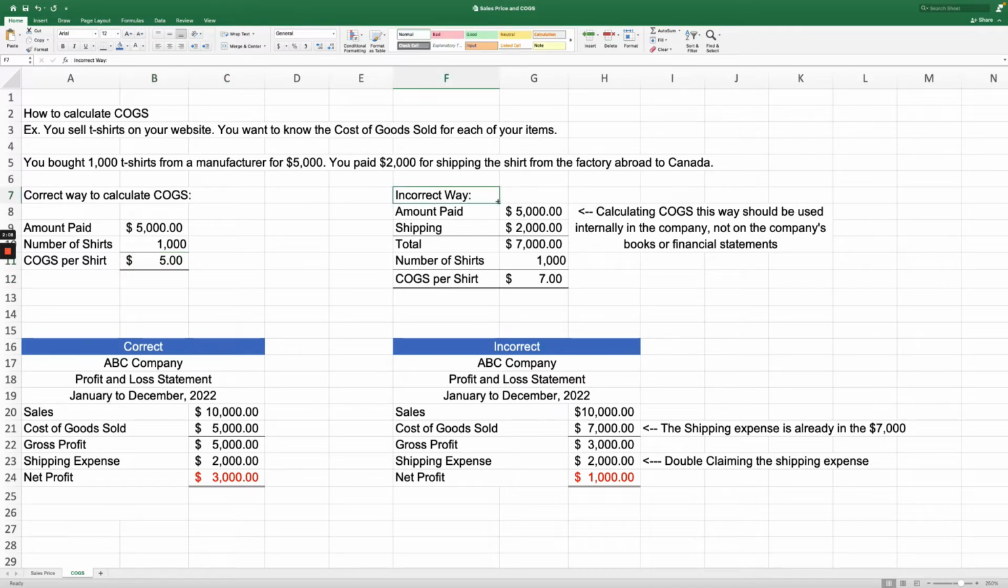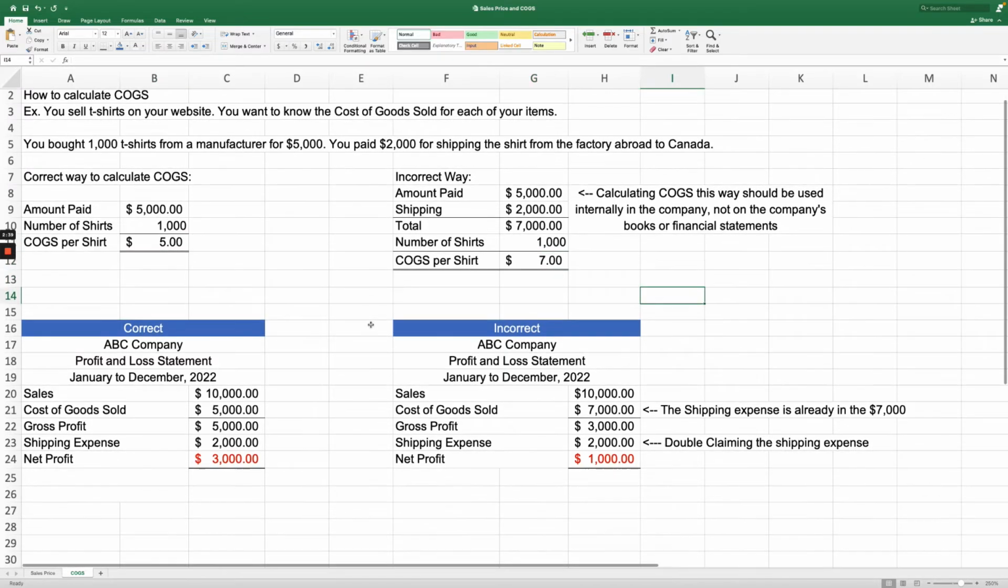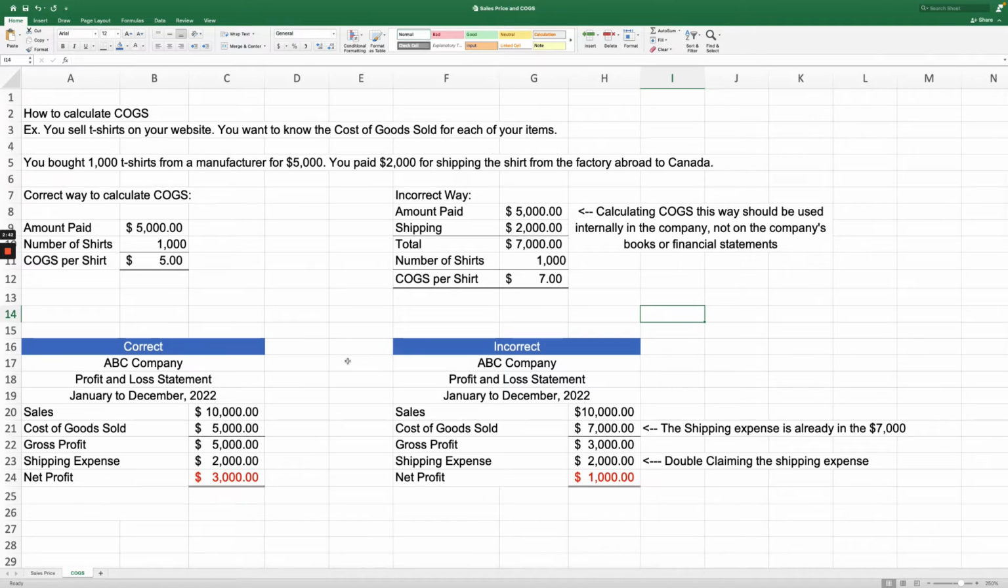The incorrect way, which I've seen a lot of people do because of the online course they bought, is to take the amount they paid for the shirts plus the shipping of $2,000, which totals $7,000. The number of shirts is 1,000, so the cost of goods sold per shirt is $7. And this is what they enter into their Shopify store, right? Wrong. That really shouldn't be what you enter in your store. You should be entering the $5. And I'm going to show you why, because it affects your profit and loss statement, your financials.